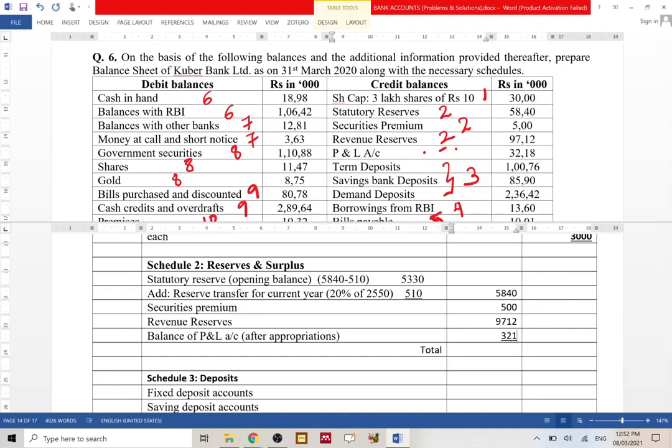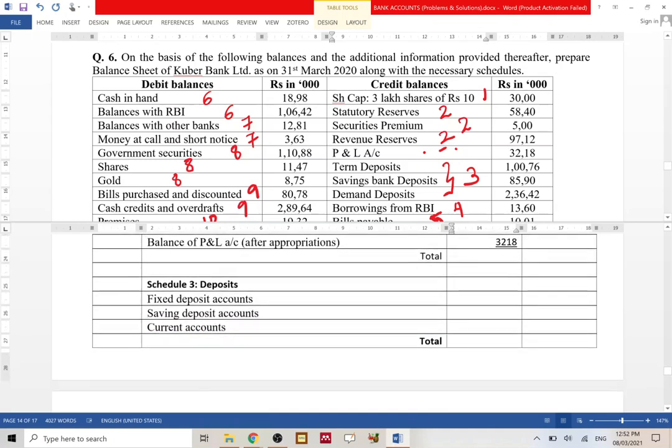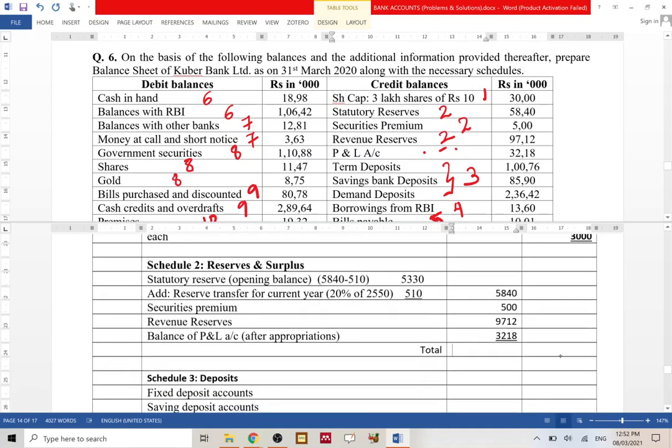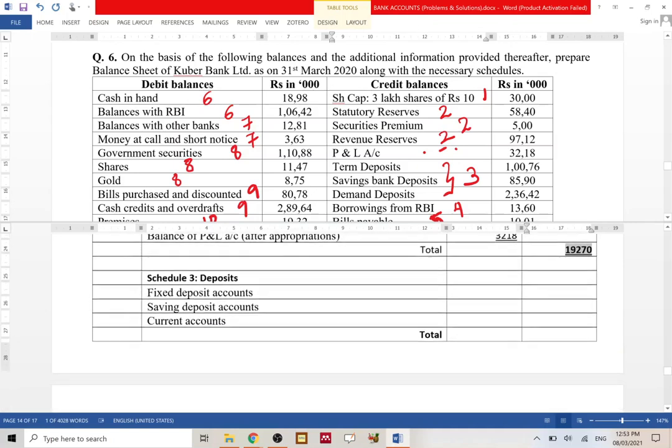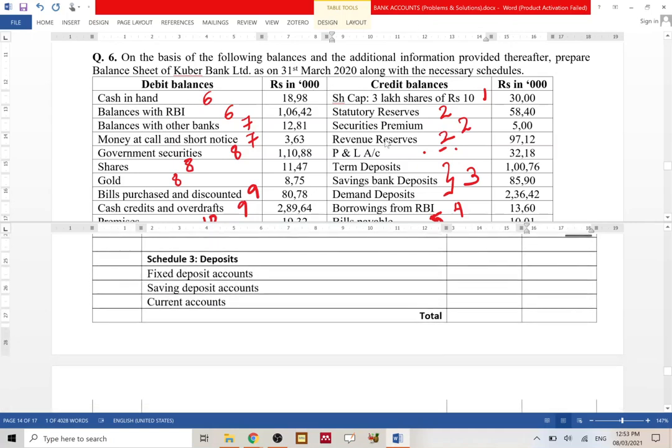So I put it here as 3280, alright. So total of all of these columns that we get, we'll show it over here as 19,270. Final total of all the reserves and surpluses, 19,270. Done. Then we have schedule 3, that is deposits.